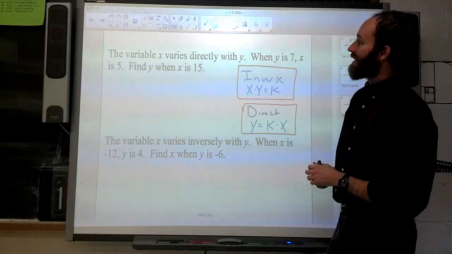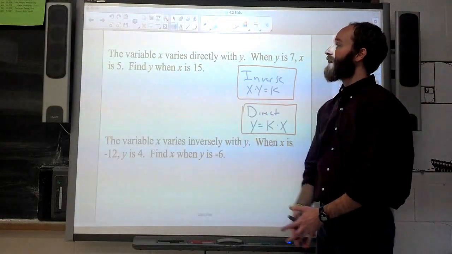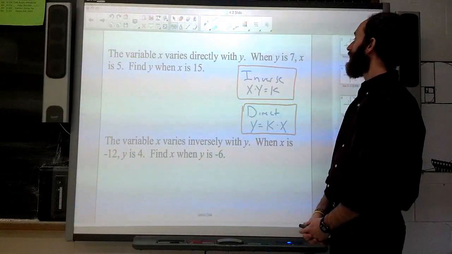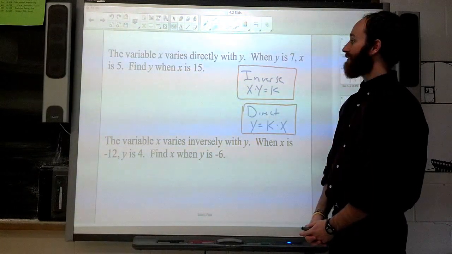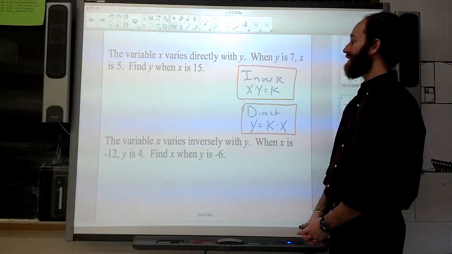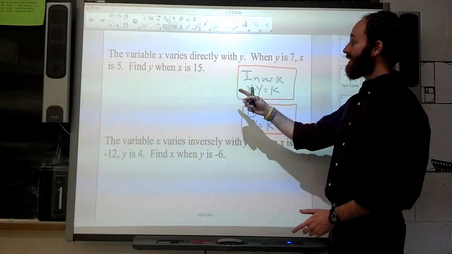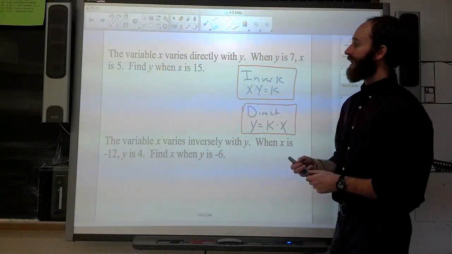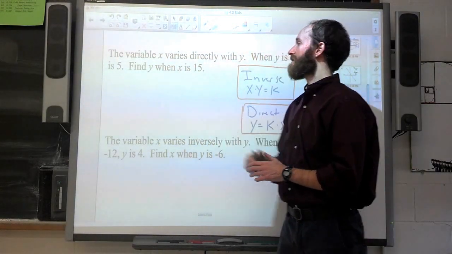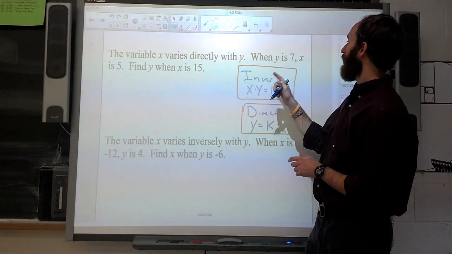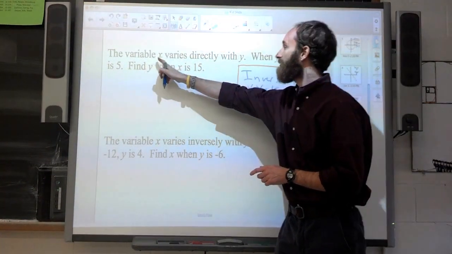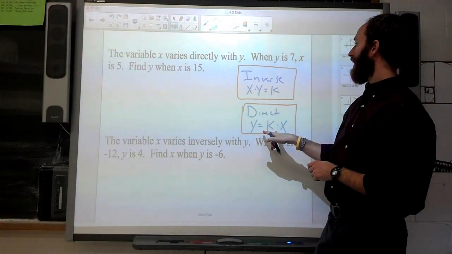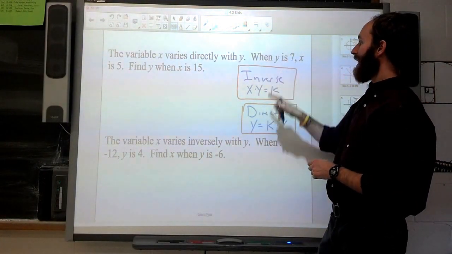So going to the next slide here, we have this question. The variable x varies directly with y. When y is 7, x is 5. Find y when x is 15. So for this setup right here, again, the formula is written down for us. We want to find out what y is when x is 15. Our question tells us that x varies directly with y, and that when y is 7, x is 5.